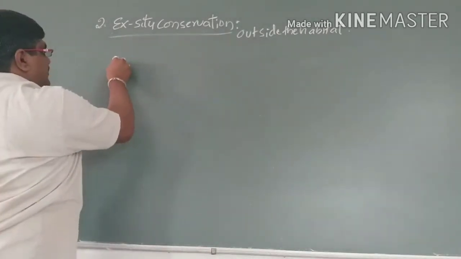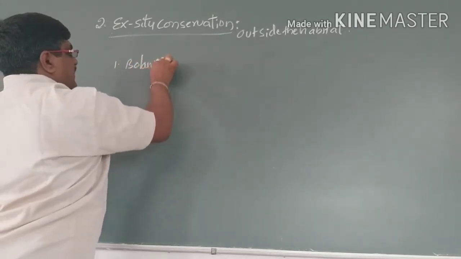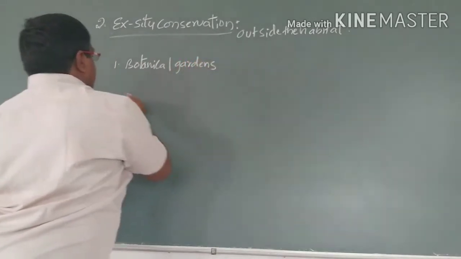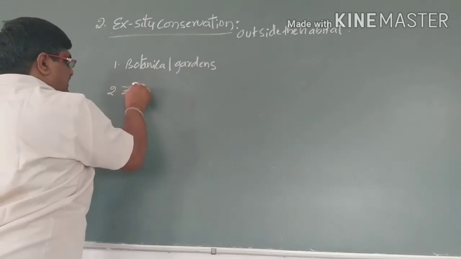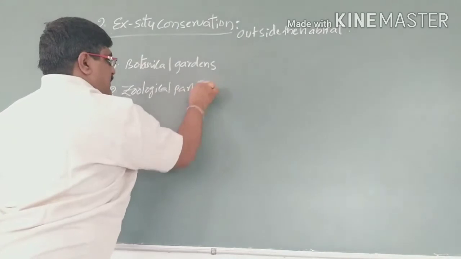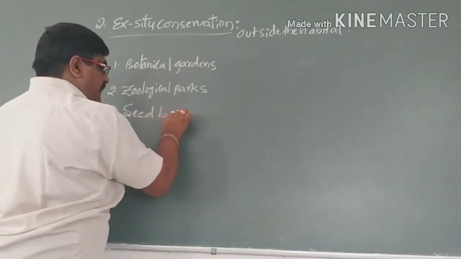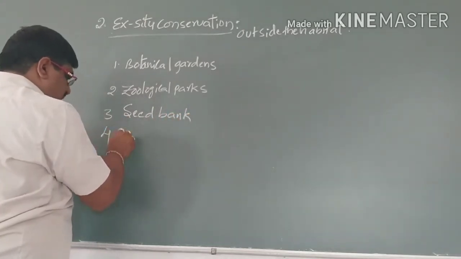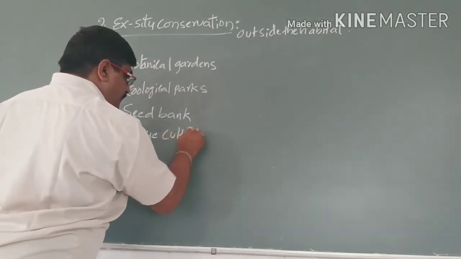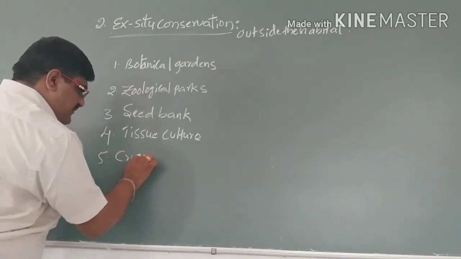And also here, the first one is botanical gardens, the second one is zoological parks, the third one is seed banks, the fourth one is tissue culture, and the last one is cryopreservation.